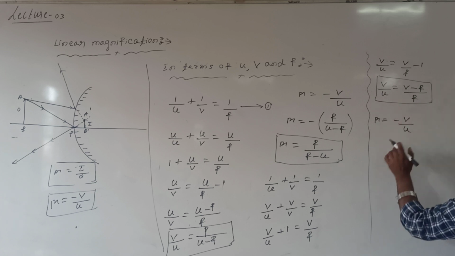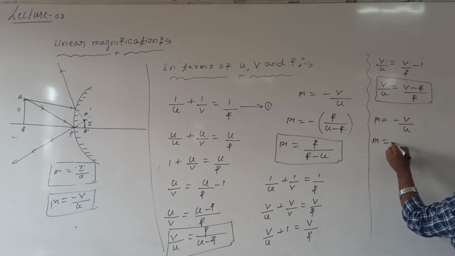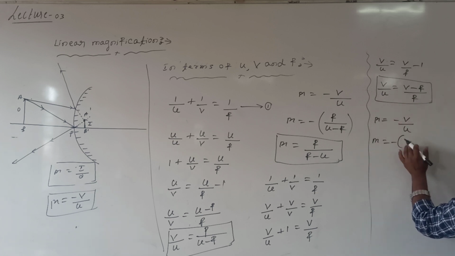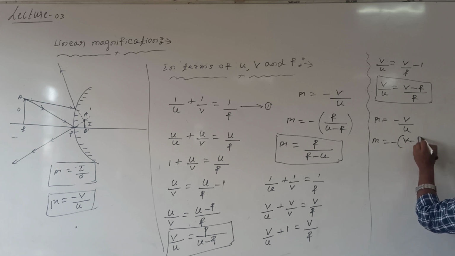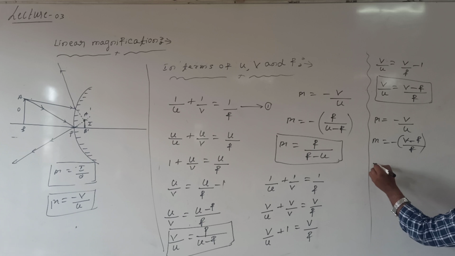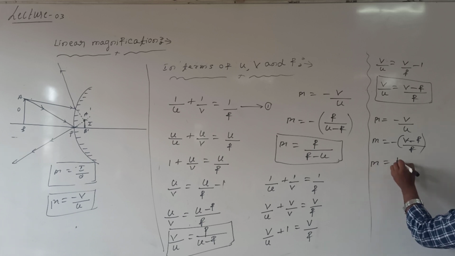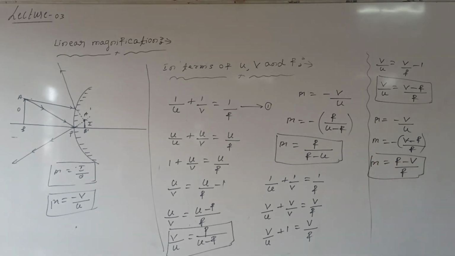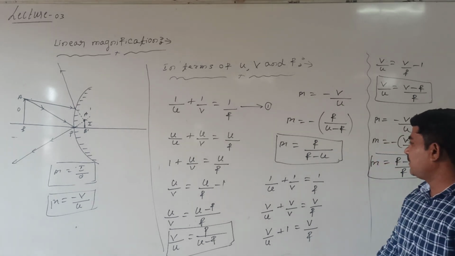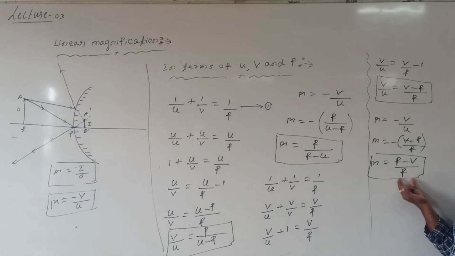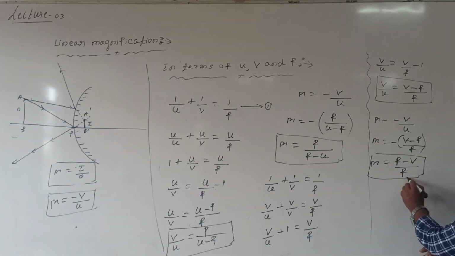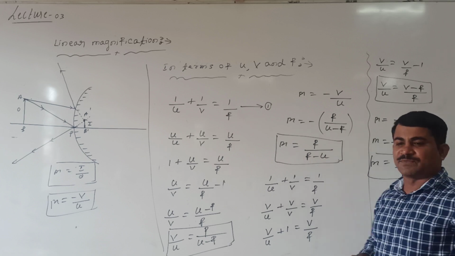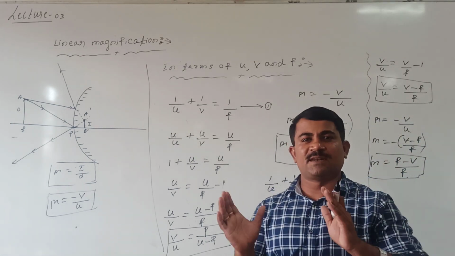V by U we got already. Then how to put this? Minus of V minus F divided by F. Or else in terms of positive value, how to take? F minus V divided by F. This is linear magnification in terms of image distance. In terms of object distance, this is the formula. Right? This is linear magnification.